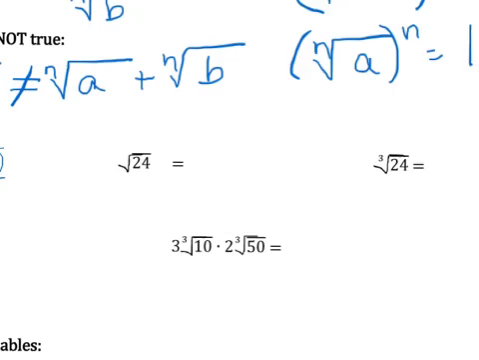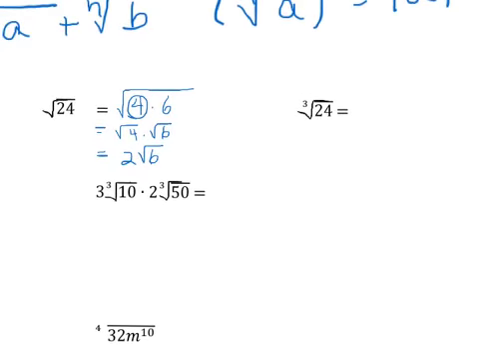Now let's look at the square root of 24. A perfect square that goes into 24 is 4. And so we look at this part. It's the same as square root of 4 times square root of 6, which gives us 2 square root of 6. So we break down what we can. Now let's look at the next one.